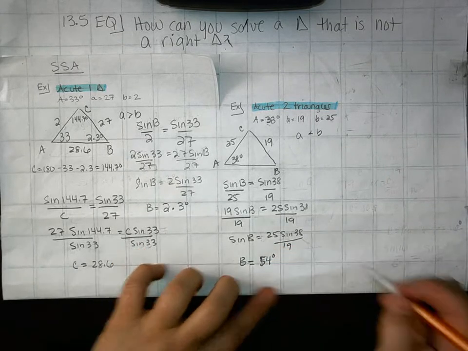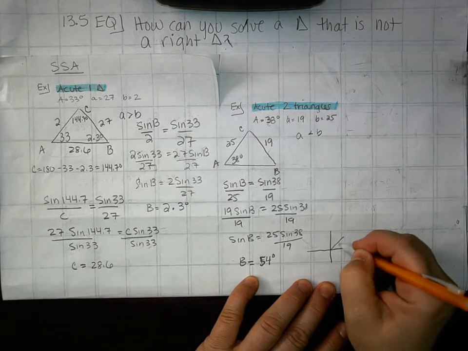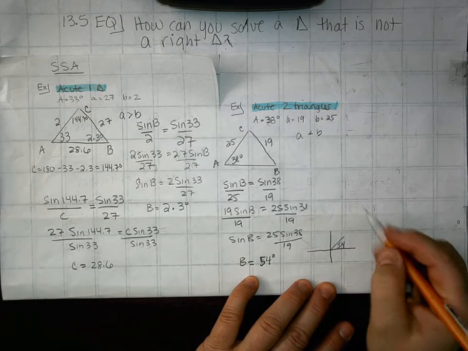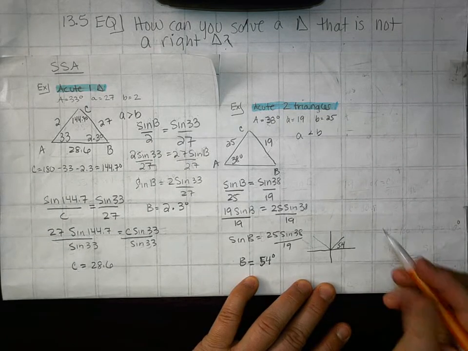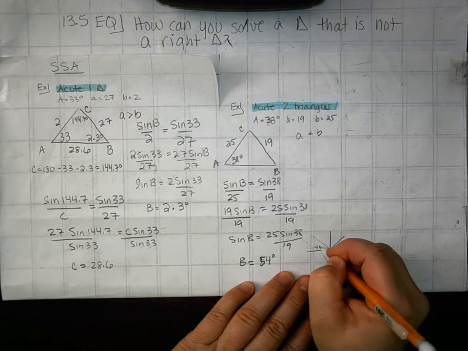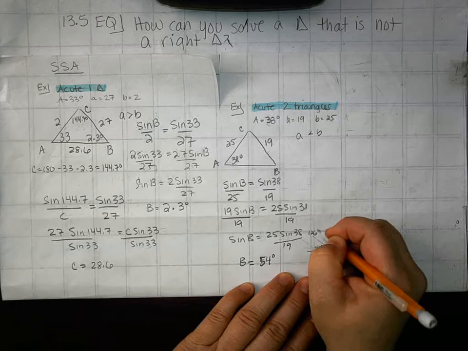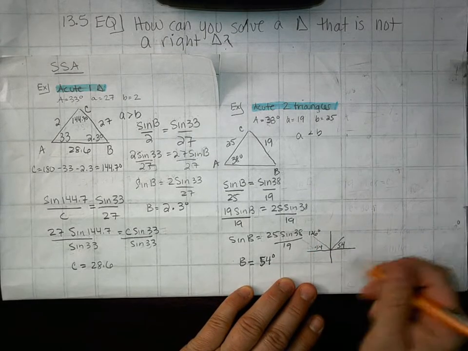Okay? But I know if I look at 54 degrees, it's in the first quadrant, and I know that the sine is also positive in the second quadrant, so I can get another angle, which is 126, where I get the same value. This is what produces two triangles.